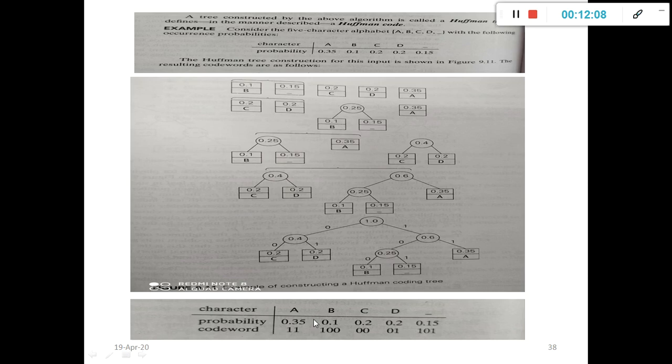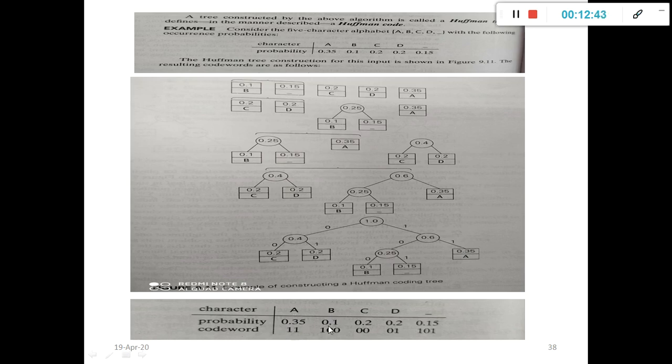The below example now generates the new code words for all the characters. That is, what is the code word for character A? The code word for character A is easily generated by following the path from the root node to the character node. For example, to reach character A, you have to follow the route from the root node to character A, that is 1 and 1. This is the code word for character A.